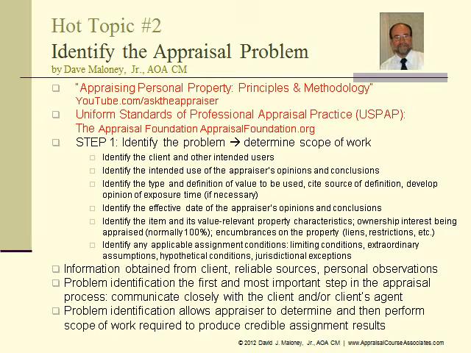In the very first step of the appraisal process, the appraiser must identify the appraisal problem. Doing so will allow the appraiser to, in turn, determine the scope of work required to produce credible assignment results. The all-important problem identification, step 1, requires the appraiser to identify several elements of information, without which the appraiser simply cannot proceed. The appraiser must identify the client and other intended users. All intended users, not just the client, have needs which must be taken into consideration by the appraiser when determining the scope of work that will be required.